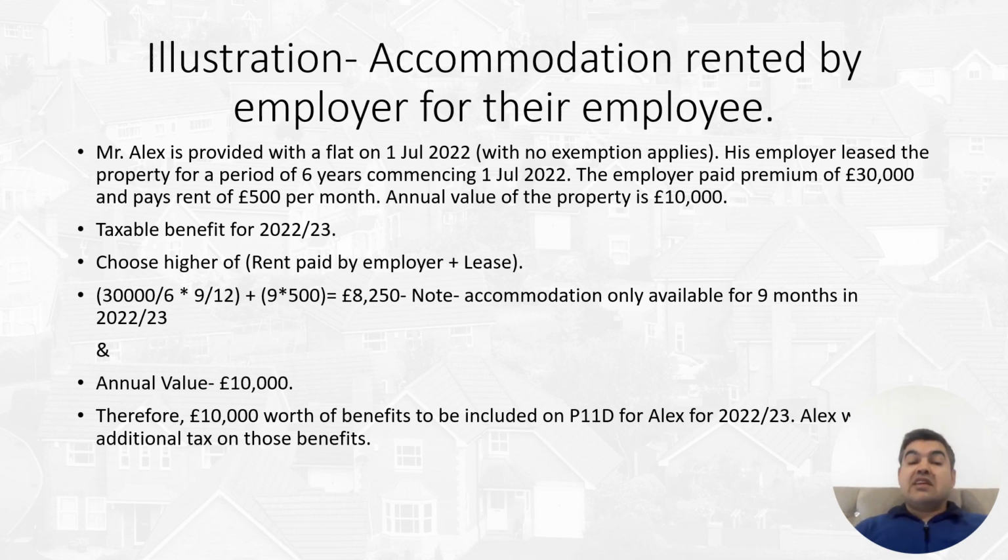The rent was 500 per month; that's just an example. So the total is 8,250, and the annual value of the property is 10,000. Therefore, the 10,000 benefit is to be included on the P11D for Alex, because you need to choose the higher amount.